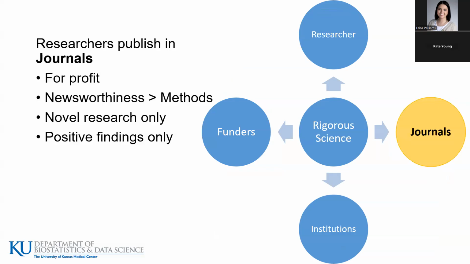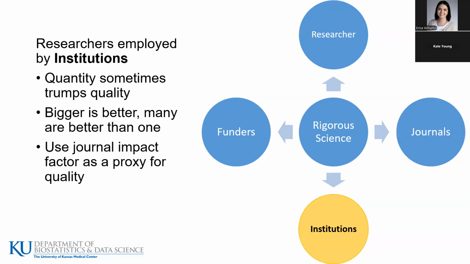So journals are for-profit and can create pressure to publish attention-grabbing studies or positive results only, and failing to publish negative results. Newsworthiness is often prioritized over methods. Novel research is prioritized over replication studies. And like I said, positive findings are prioritized over negative or null findings.